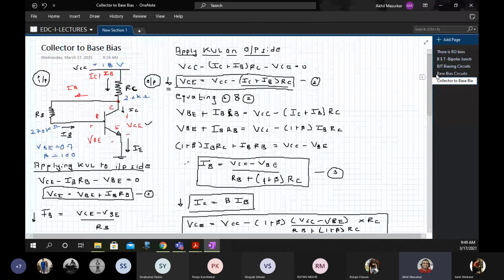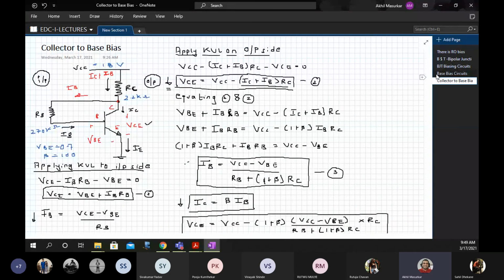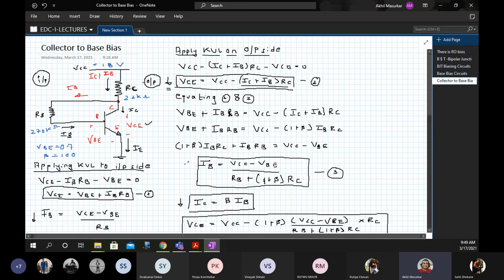So you can just take down the values first, okay. Same circuit, we are trying to calculate the Q point. So first I will use this equation, then I will use second, and then I will use this third, 1, 2 and 3.